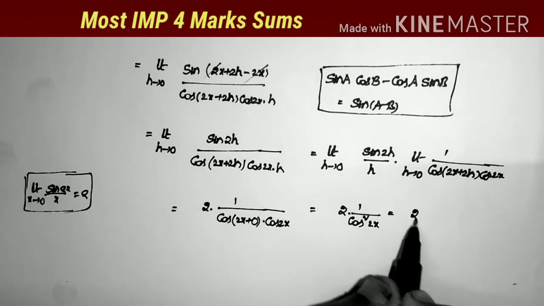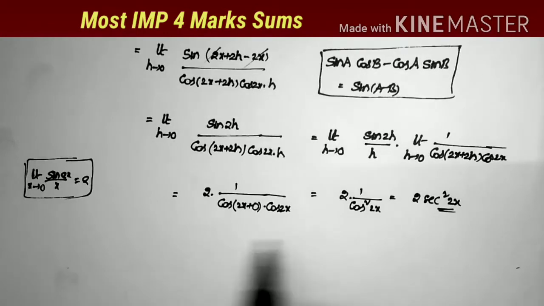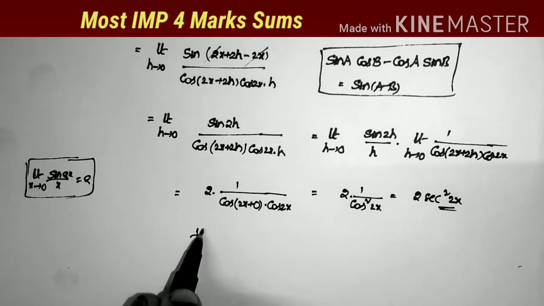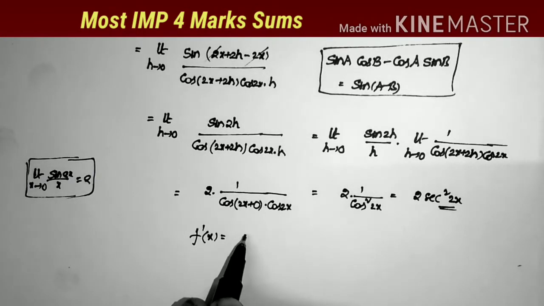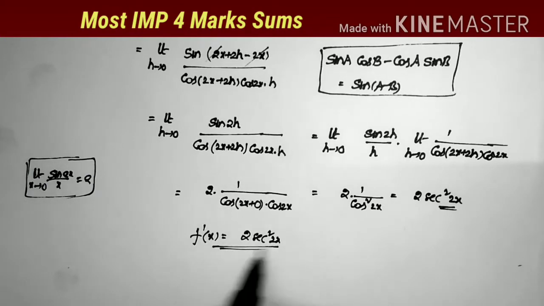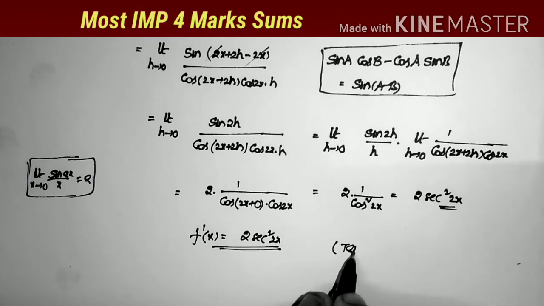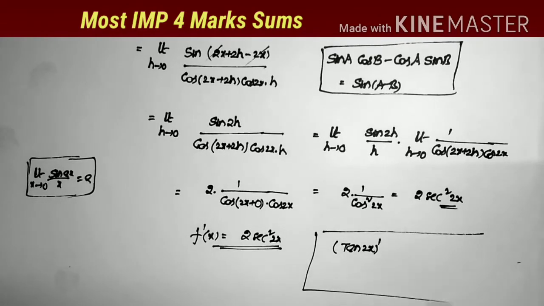And 1 by cos square 2x is equal to secant square 2x. Therefore, the answer is secant square 2x. So the value of f dash of x is equal to 2 secant square 2x. This is the answer. Now just to take the verification, what is the given function here? Tan 2x. This is the verification.